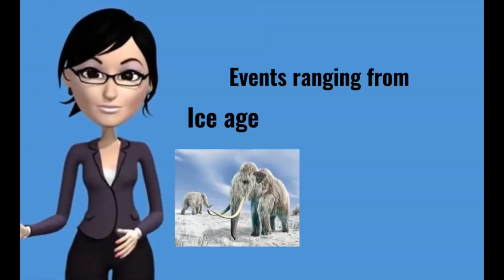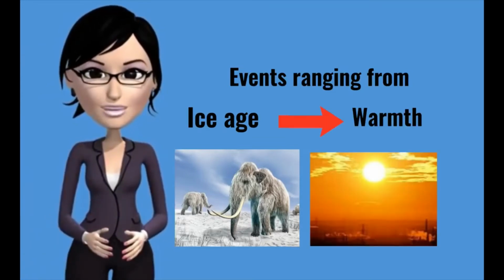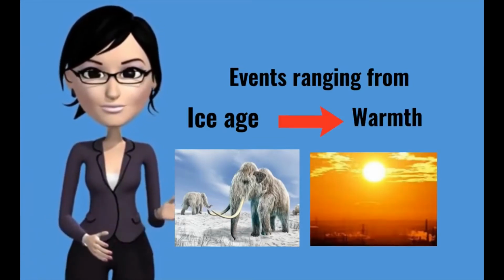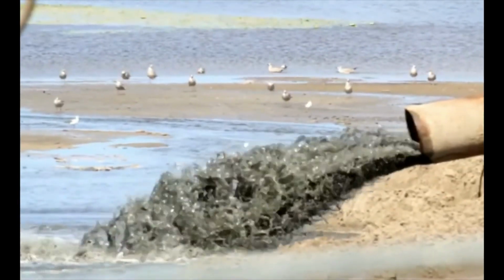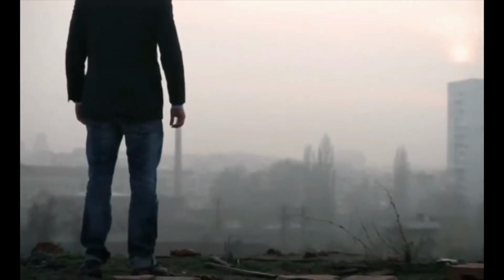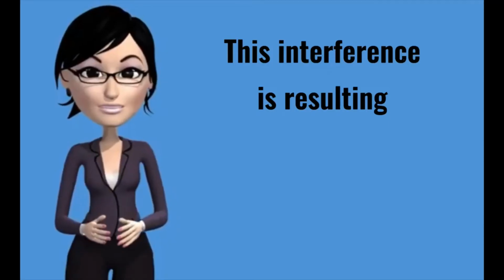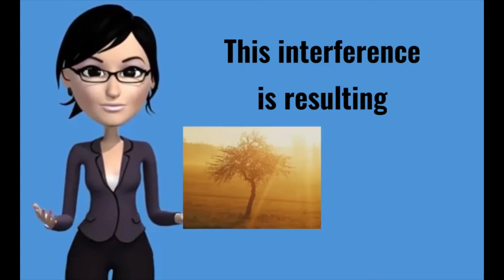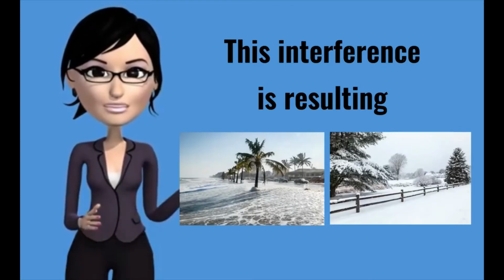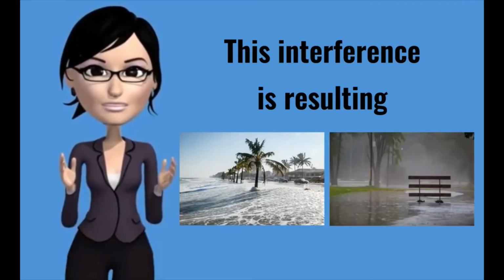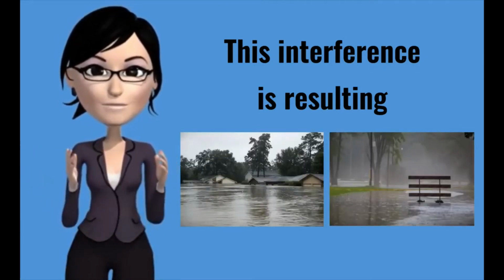The Earth's climate has changed many times during the planet's history, with events ranging from ice ages to a long period of warmth. What's different about this period of Earth history is that human activities are significantly contributing to the natural climate change through our emissions of greenhouse gases. This interference is resulting in the increase of air and ocean temperature, melting ice and snow, rising sea level, increased rainfall, flooding, and other influences.